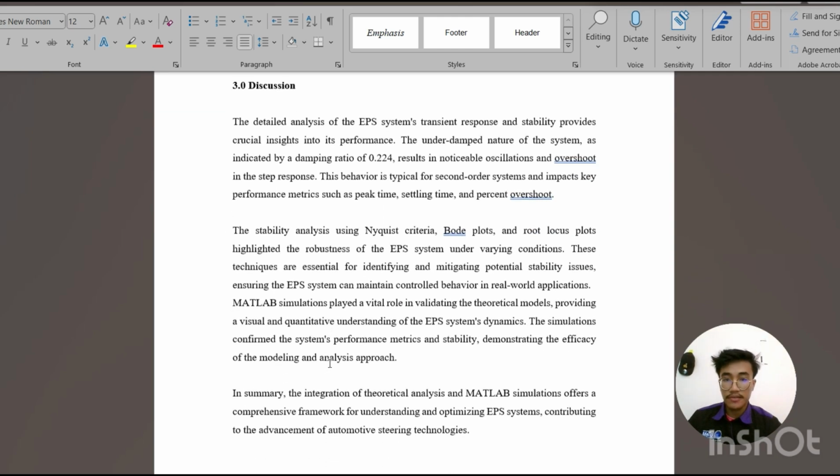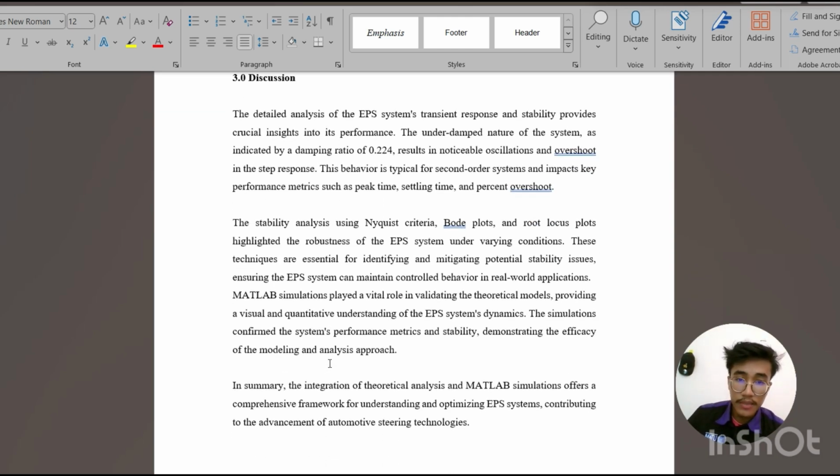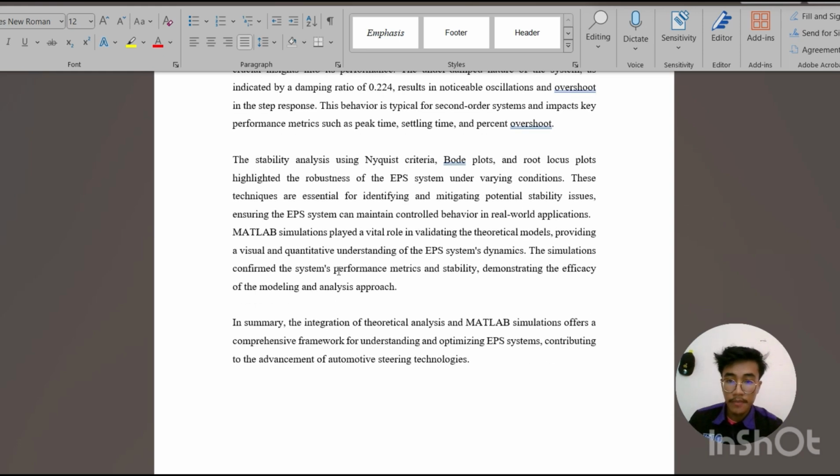Next, about the discussion. The detailed analysis of the EPS system transient response and stability provides crucial insights into its performance. The underdamped nature of the system, as indicated by a damping ratio of 0.224, results in noticeable oscillation and overshoot in step response. This behavior is typical for second-order systems and impacts key performance metrics such as peak time, settling time, and percent overshoot. The stability analysis using Nyquist criteria, Bode plots, and root locus plots highlighted the robustness of the EPS system under varying conditions.